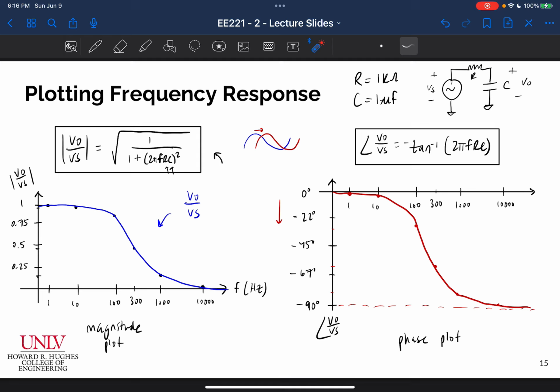Obviously, this is a little tedious. I had to pick some sort of semi-arbitrary frequencies. I knew which frequencies to pick so that I could get this behavior, right? If I would have picked values 1, 2, 3, 4, and 5, we would have seen nothing interesting at all, right? We would have seen roughly 0 phase, and roughly 0 magnitude change whatsoever. I knew that we needed to span a pretty broad range of frequencies from 1 hertz all the way to 10 kilohertz to see this behavior, right?